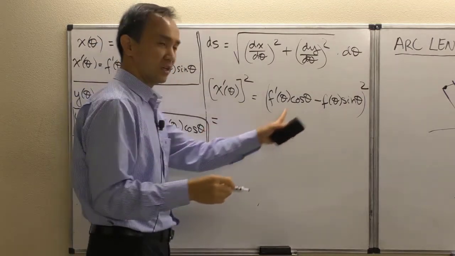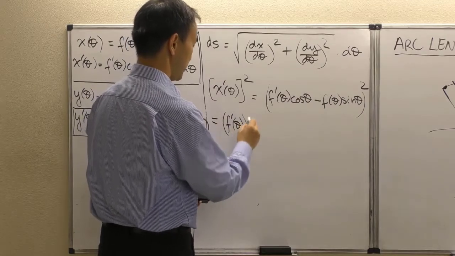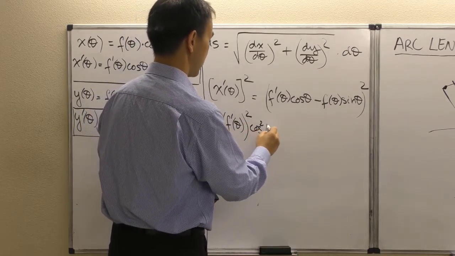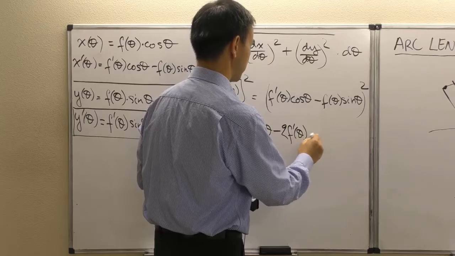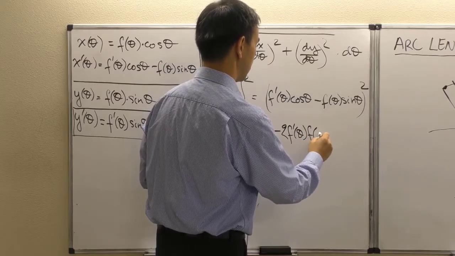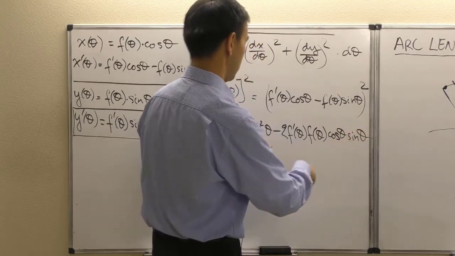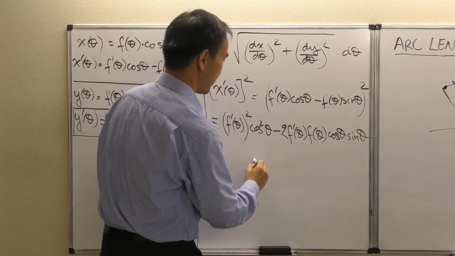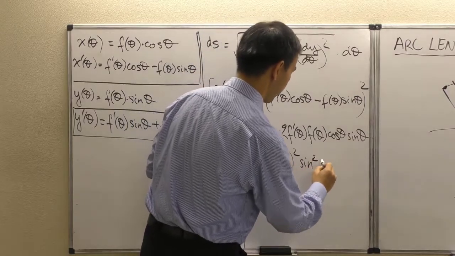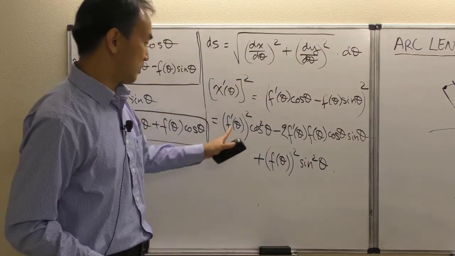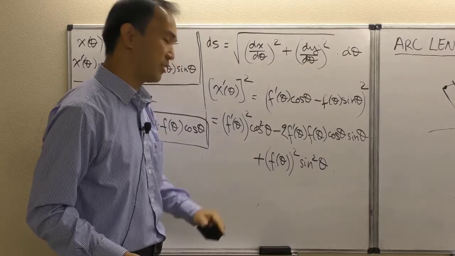Now we're going to FOIL out that expression, which gives me f prime of theta squared times cosine squared of theta, minus 2 f prime theta f theta cosine theta and sine theta, after we FOIL, and then I'm going to add f of theta square times sine square theta. That's the square after we FOIL out this square of two terms.